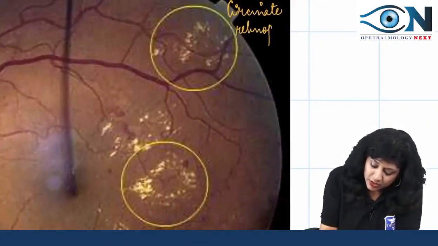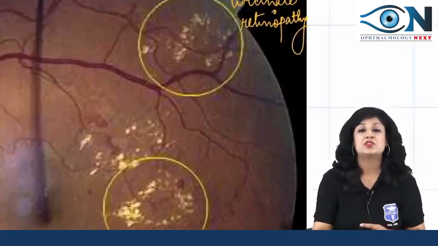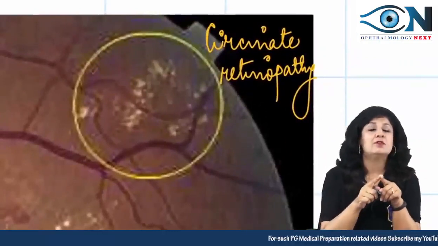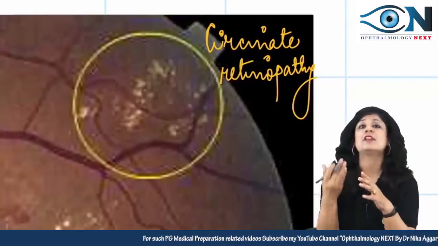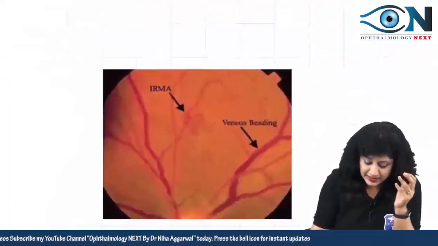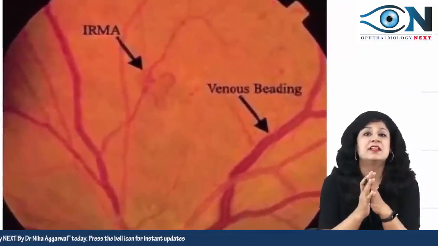Then this is called succinate retinopathy. It is nothing but the hard exudates which are present in this ring-like fashion. So whenever they are talking about succinate retinopathy, you always have to think about diabetes. Okay. Now next, what are the other things that we can see?